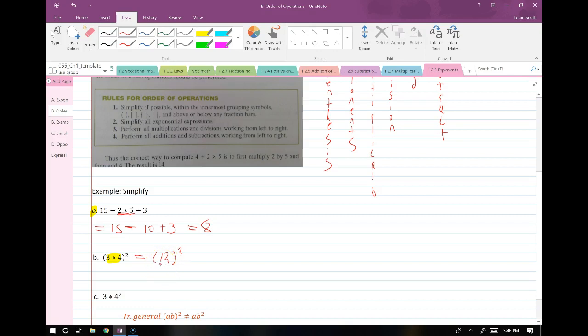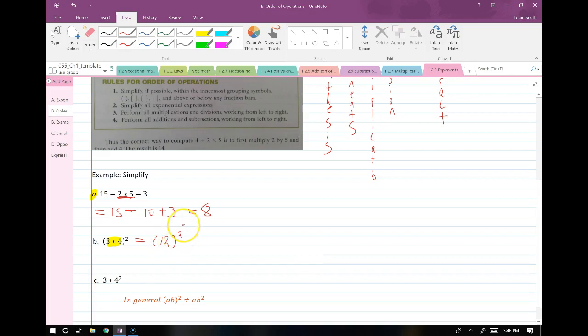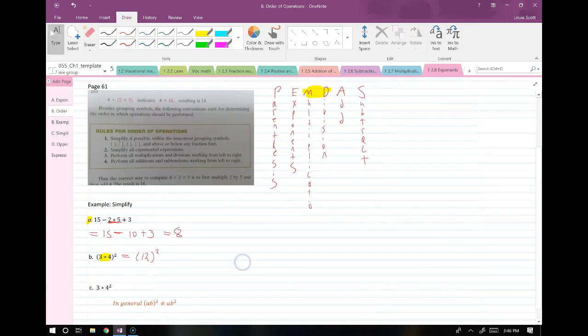Now I handle the outside of the parentheses. This is a bad example for this one. So now on the outside of the parentheses, I only have the exponent left, so I can just square this and really call it a day. So this is equal to 144.